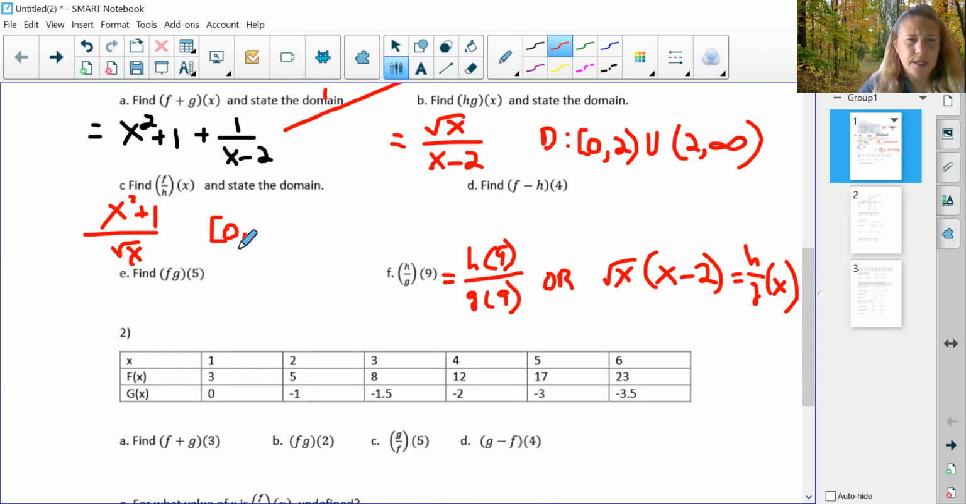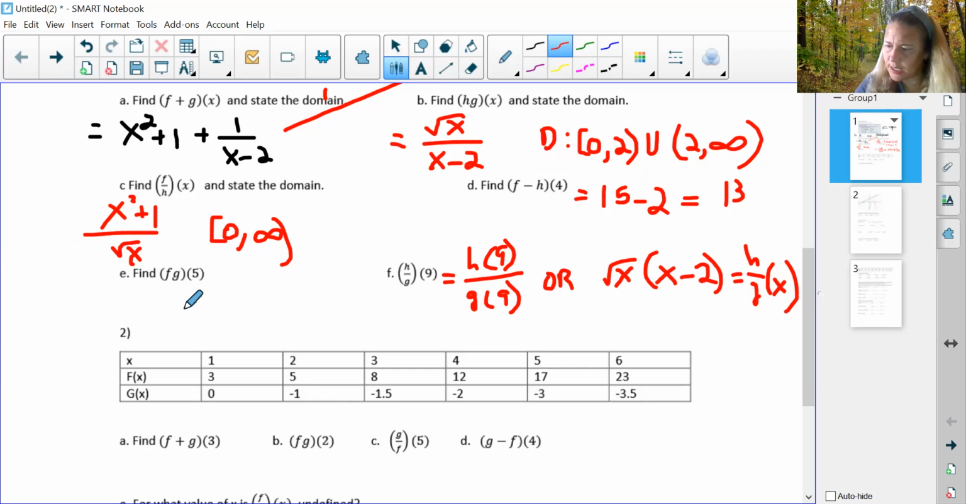Okay, so there's the domain for that. This one, when you plug in 4, probably the easiest way to do it is to just plug in 4 to f, then plug in 4 for h, and get 13.